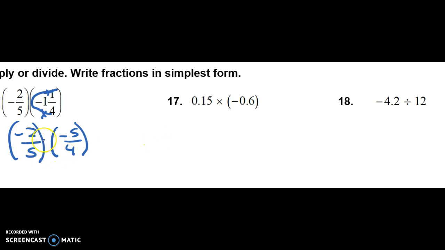Multiply across, but before I do that, I can cross simplify. It's negative 1, that's a 1. A negative 1, that is a 2. So my answer is going to be 1/2.